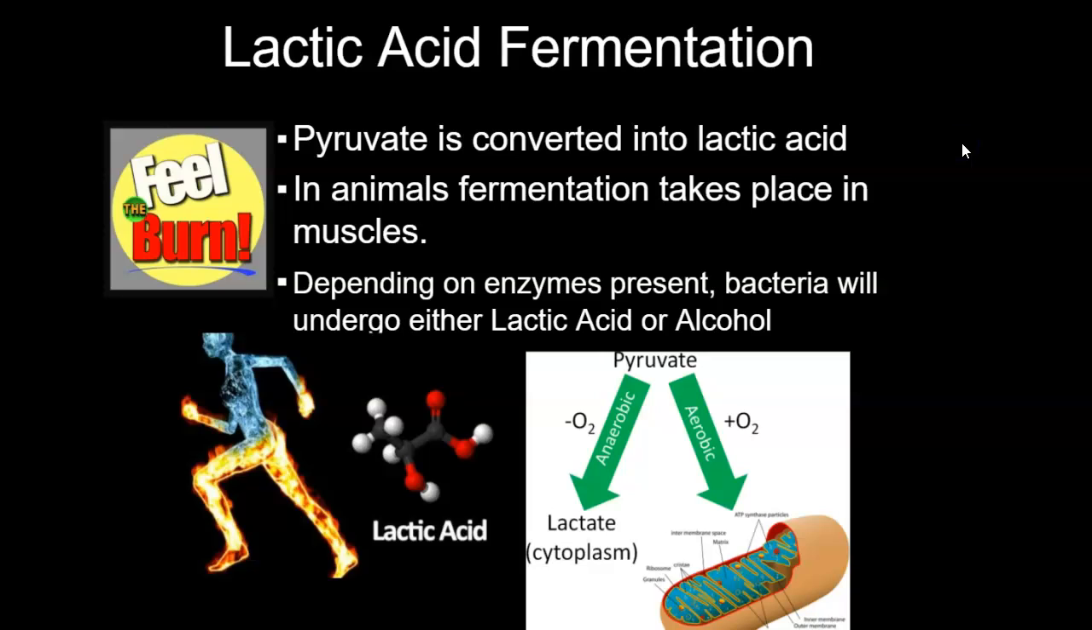Lactic acid fermentation happens in animals, in the muscle cells of mammals. For example, you probably have felt that burning sensation. It's literally an acid. So pyruvate is converted into lactic acid, mostly in animals, but also in some bacteria. So bacteria can make lactic acid and other organic acids, or they can make the alcohol. It all depends on the enzymes that are present within their cells.